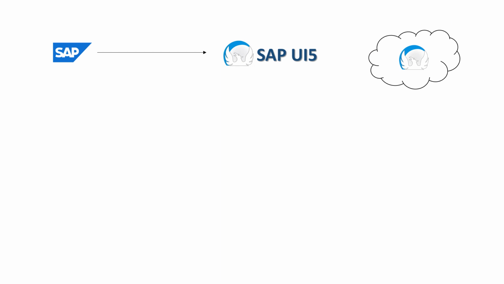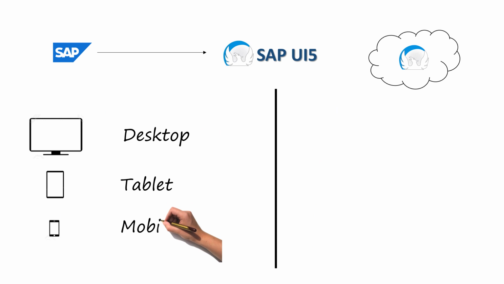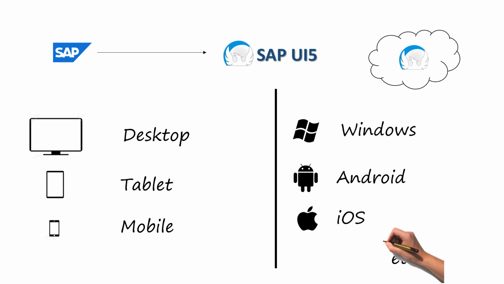SAP acquired it from Phoenix and named it SAPUI5. It's basically a platform where you develop web applications for any device. You can develop web applications for desktop, tablet and mobile as well. Not only that, you can even develop applications for Windows, Android, iOS and BlackBerry. So it is a platform where you develop applications for any device, any OS, with only a single effort and single cost.